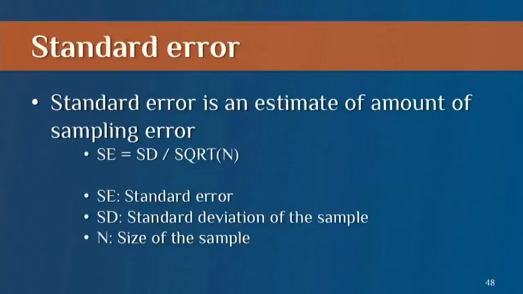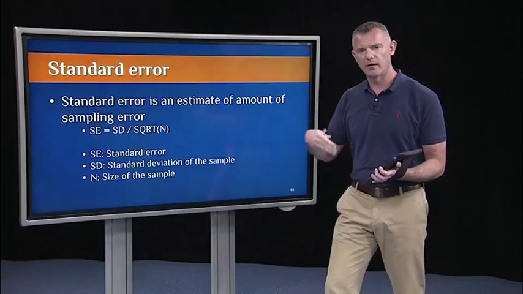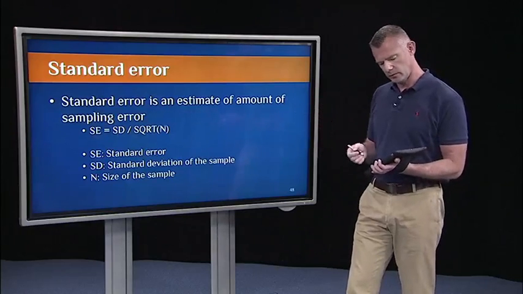The way we do that is we actually calculate a value, and that's called standard error. So standard error is an estimate of the average amount of sampling error. And here's the formula for that. This is a really important formula going forward for inferential statistics. It will be repeated over and over. Standard error is simply the standard deviation in the sample divided by the square root of n.